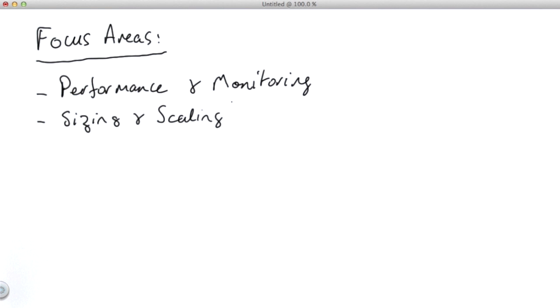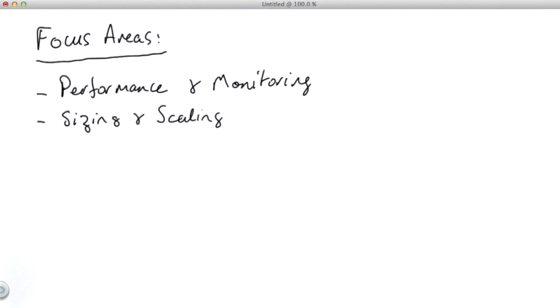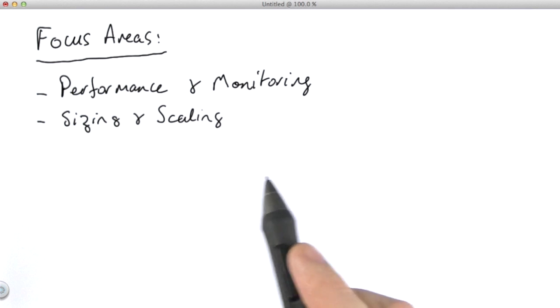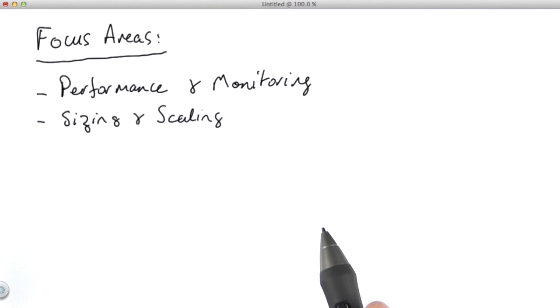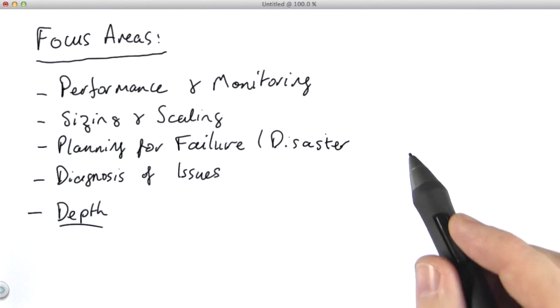The focus areas that will break down into and roughly correspond to the various different weeks of the course will be, first of all, performance monitoring and sizing and scaling. These two kind of go hand in hand, the difference being that the sizing and scaling piece of the equation will usually be something you'll do before you deploy, whereas performance monitoring is something you're going to be doing after you've actually deployed MongoDB. The other areas that we're going to cover include planning for failure and disaster.